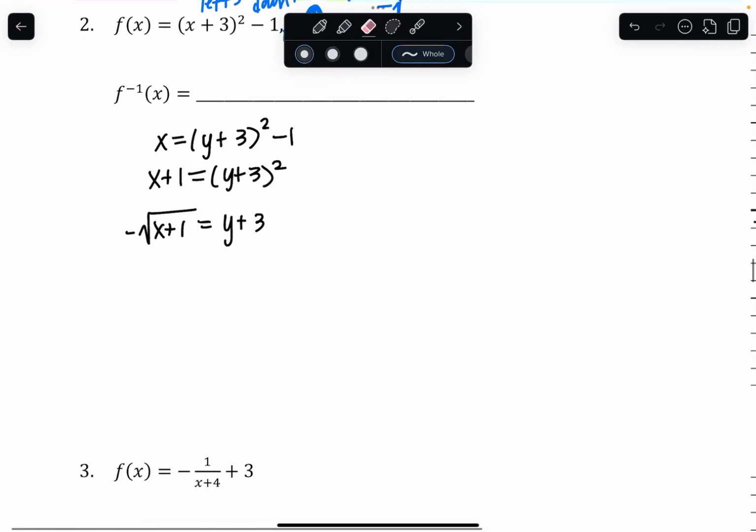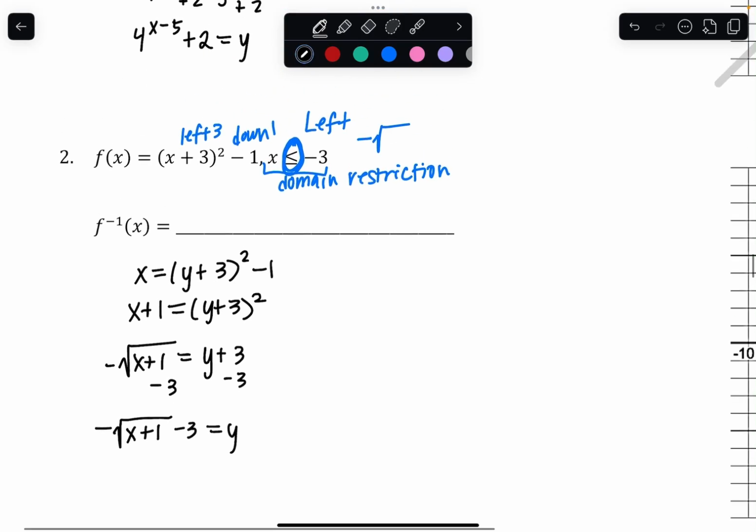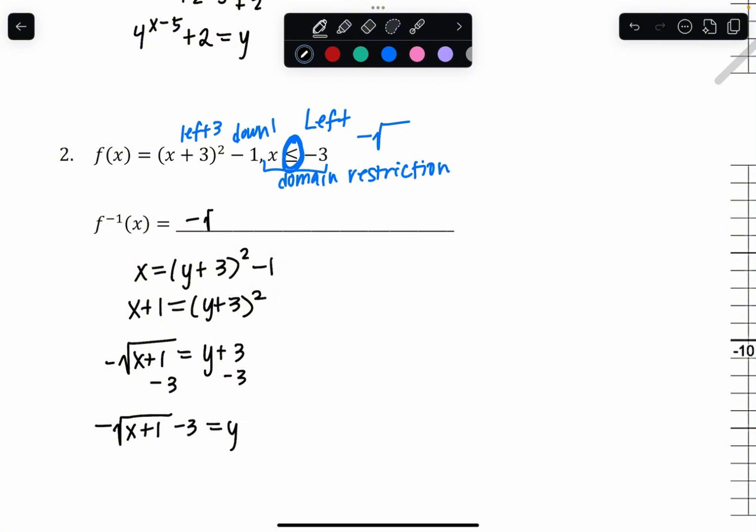Okay, and so our last step is just to subtract 3 from both sides. And don't put that 3 under the radical. It doesn't get to join late. And so we have a -3 outside. And so our final answer is negative square root of x plus 1, and then a -3 outside.